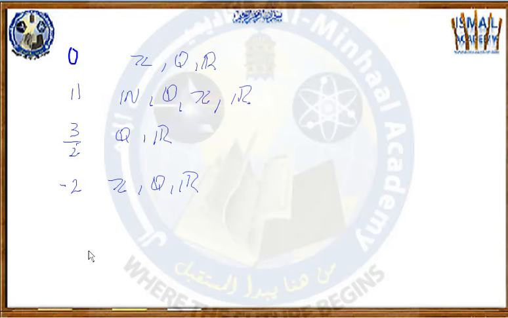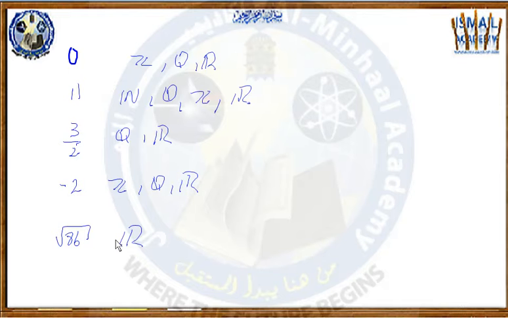What about number 6? It's R. Number 6, which is the square root of 86, is only R, because it's irrational. Is that clear? Yes. For number 5, it's Z, Q, and R, because it's just an integer, and it's a result of Z, Q, and R. Is that clear?